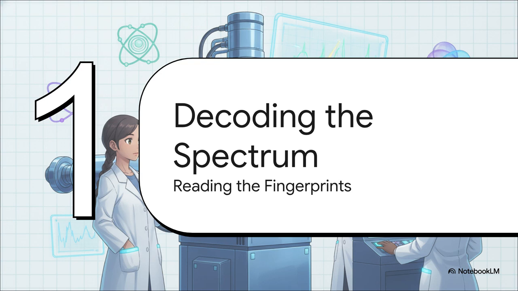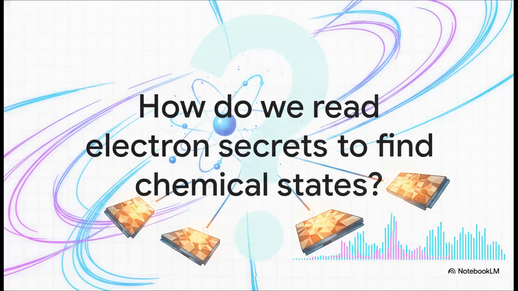Section 4. Decoding the spectrum. Reading the fingerprints. So, our instrument has captured the electrons and the computer has crunched the numbers. Now we have to put our detective hats back on. Once we catch these escaping electrons and calculate their binding energies, how do we actually read their secrets? How do we determine the chemical states? What does this data actually look like?